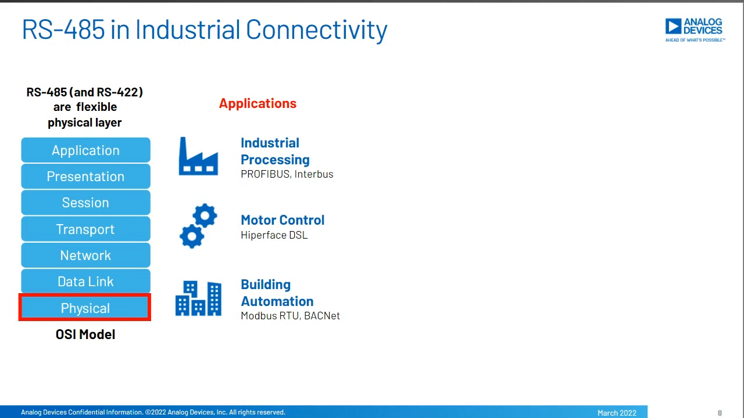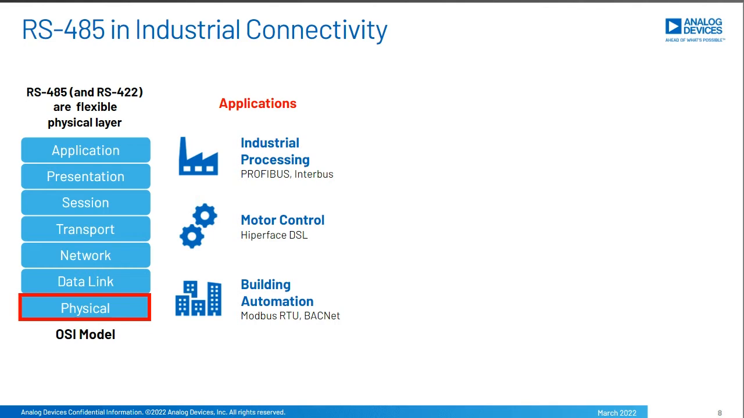So the TIA/EIA-485 standard from 1983 defines only the physical layer. So any full communication protocol can leverage this RS-485 physical layer. For example, something like Profibus in industrial communication, or HIPERFACE DSL in motor control, or maybe Modbus RTU or BACnet in a building automation network.